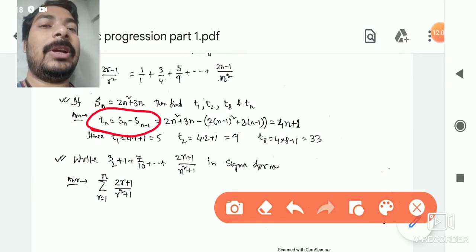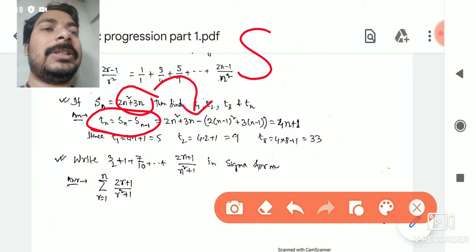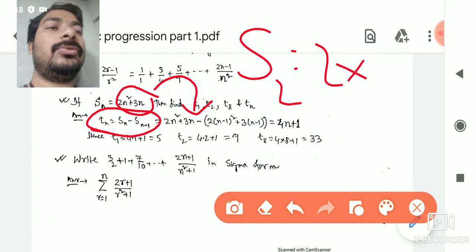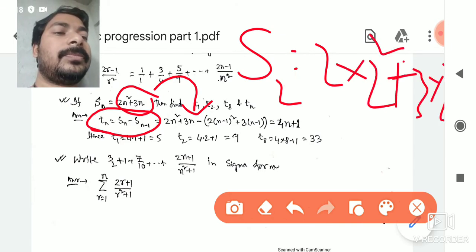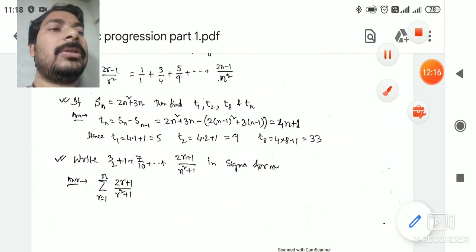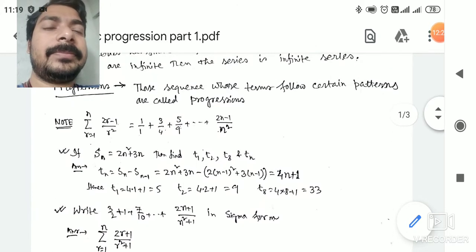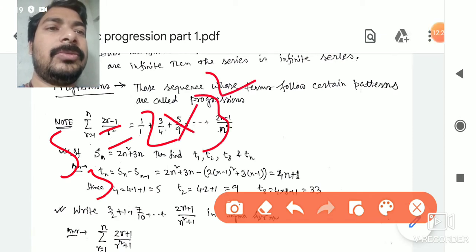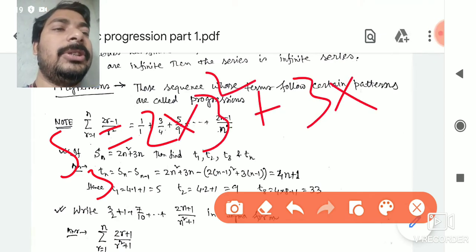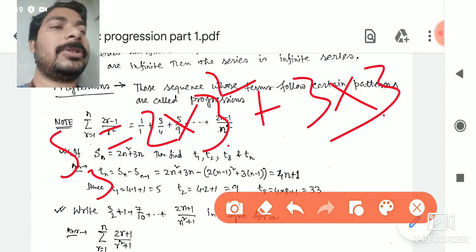Look here, I have written tn is equal to Sn minus Sn minus 1. Now if we put the value Sn equal to 2n square plus 3n, write down. Now can you say what is S2? That is 2 into 2 square plus 3 into 2. If I want to calculate S3, then S3 will be 2 into 3 square plus 3 into 3.